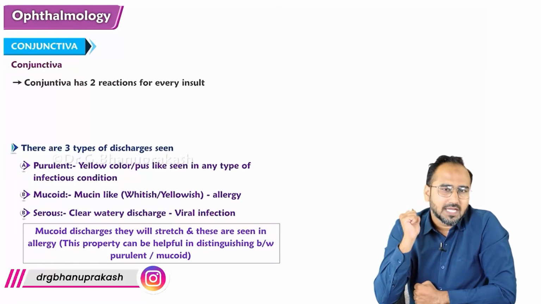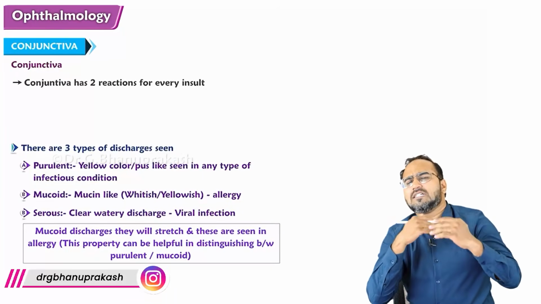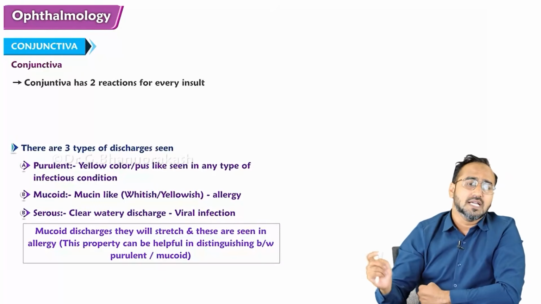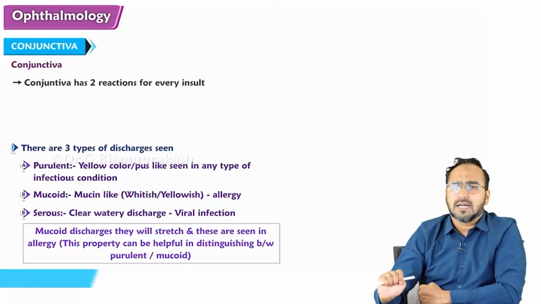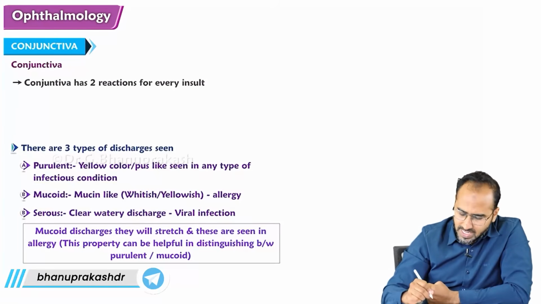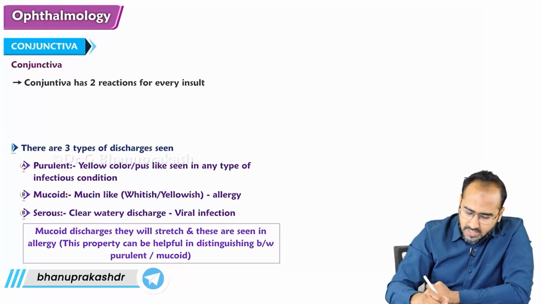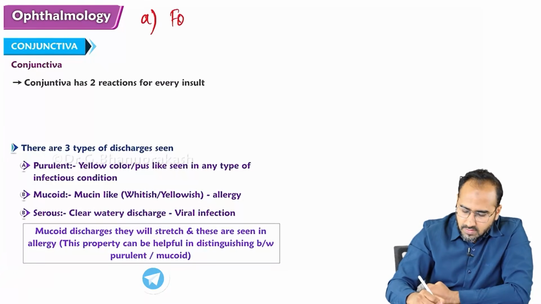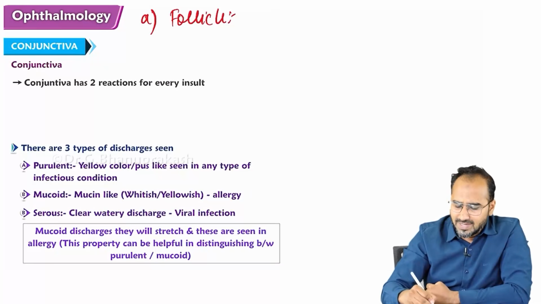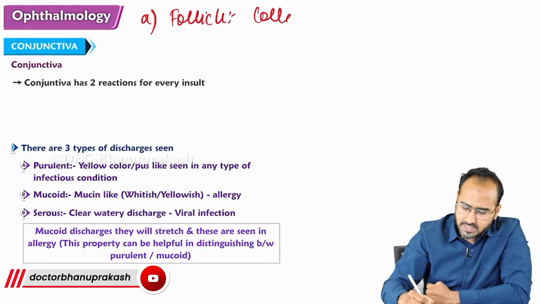Called as papillae. So remember guys, if anything enters the eye, there will be two reactions sent by the conjunctiva. What are the two reactions? One is the follicle, other is the papillae. Right? Conjunctiva has two reactions for every insult. One is the follicle. What is follicle, guys? Follicles are collection of lymphocytes.